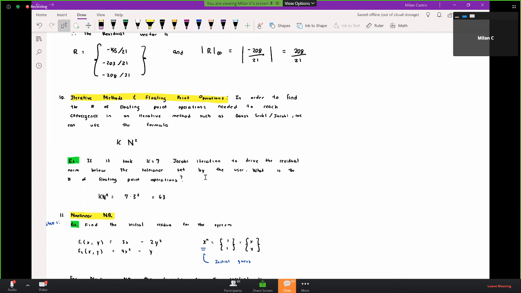So here I have an example for you. If it took k equals 7 Jacobi iterations to drive the residual norm below the tolerance set by the user, what is the number of floating point operations? So we're just doing k times n squared, and you get 7 times 3 squared, which equals 63.